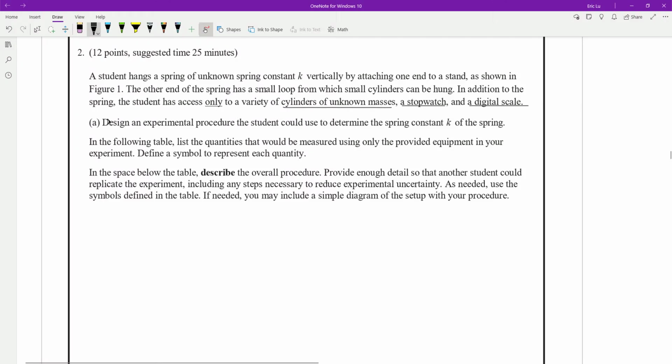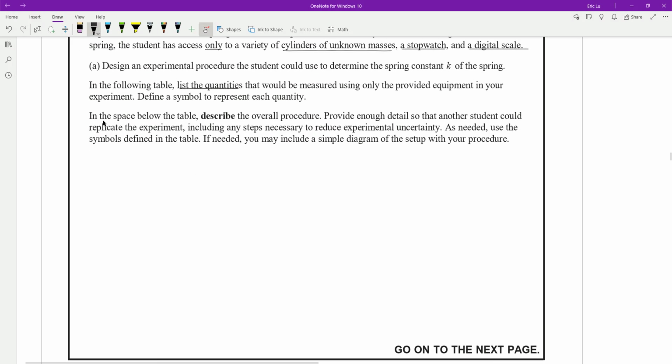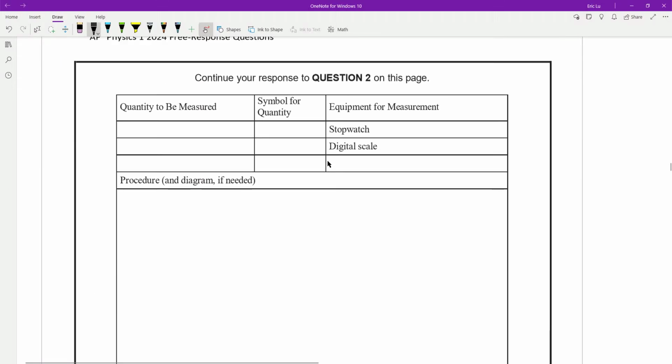So, question A asks to design an experimental procedure the student could use to determine the spring constant k of the spring. And we need to list the quantities that would be measured using only the provided equipment and define a symbol to represent each quantity. In the space below, describe the overall procedure. Provide enough details so that another student could replicate the experiment, including any steps necessary to reduce experimental uncertainty. As needed, use the symbols defined in your table, and you can include a simple diagram.